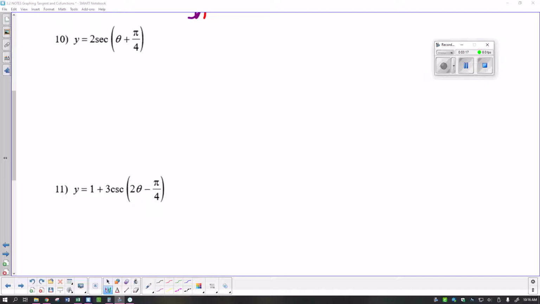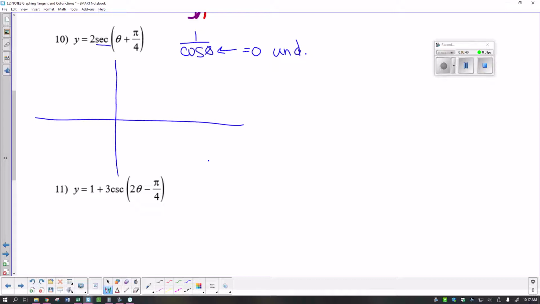All right, looking at number 10, we're talking about a secant graph. So in terms of looking for a ghost function or where those asymptotes are going to be, we want to think about that as being 1 over cosine. So again, when this is equal to 0, then our secant function is going to be undefined. So let's get this axis set up.